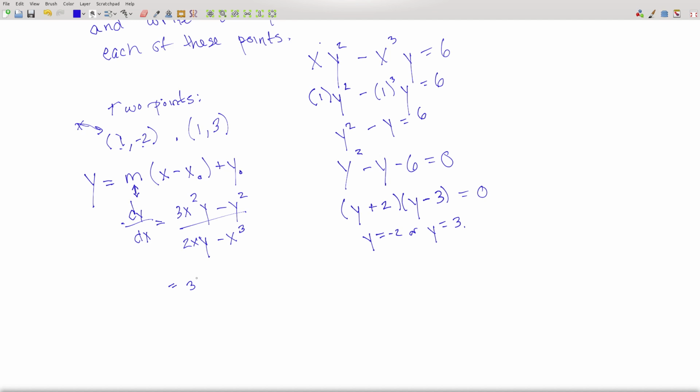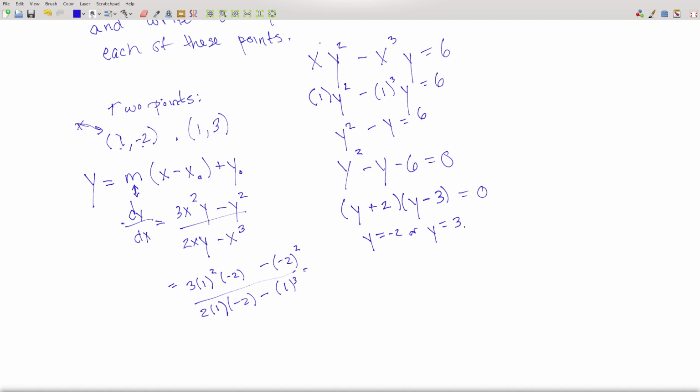So it's 3 times the x, which is 1, squared, times the y, which is negative 2, and this is minus negative 2 squared. You see, I'm just plugging in my x's and my y's. This is all over 2 times the x, which is 1, times the y, which is negative 2, minus x cubed becomes 1 cubed.